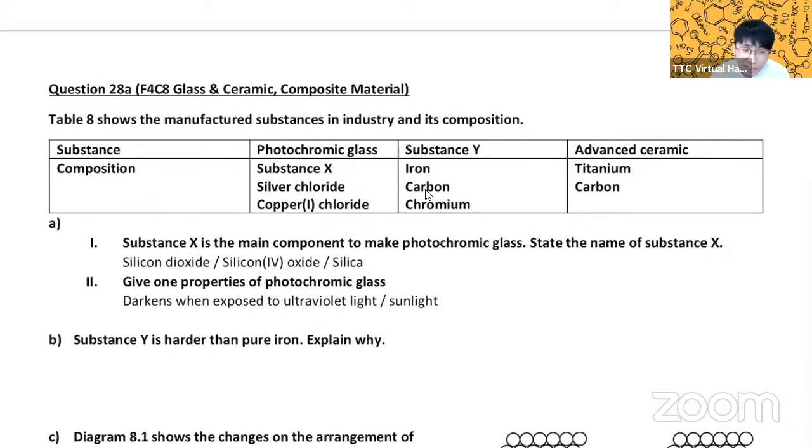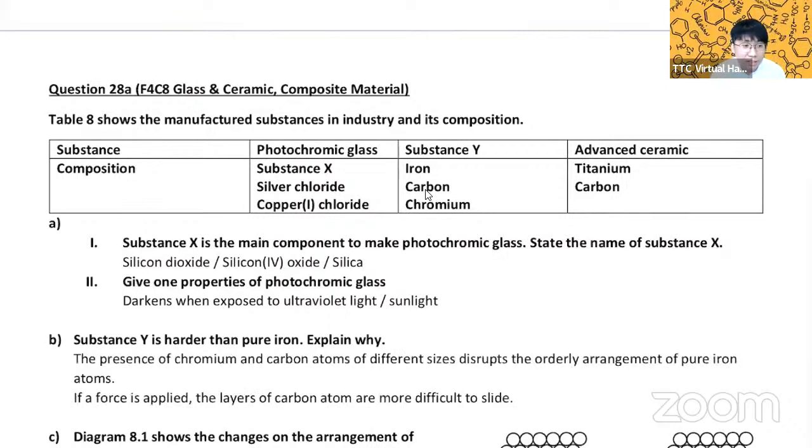Okay. So the alloy comes up again here. So what do we know about that? Alloy has different size atoms that disrupt the orderly arrangement. And then when force is applied, layers of atoms are harder to slide over each other. Okay, so it's the same answer here, guys. I hope you guys can write this out yourself again.